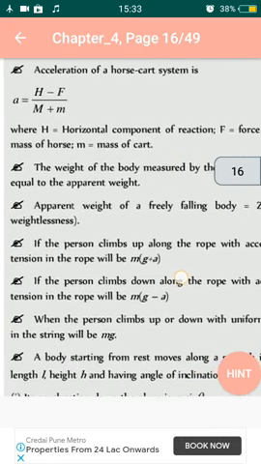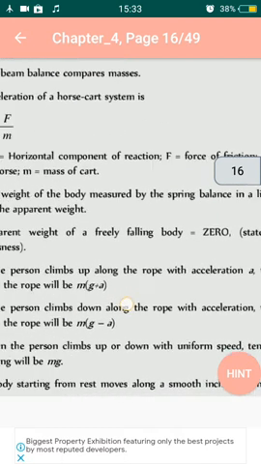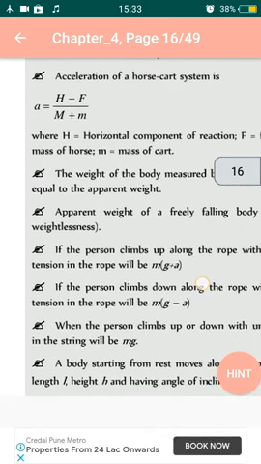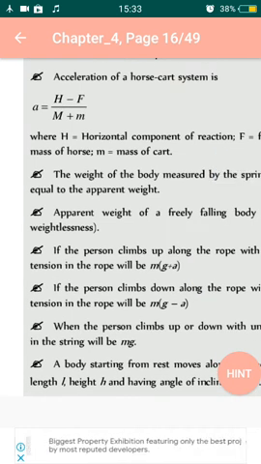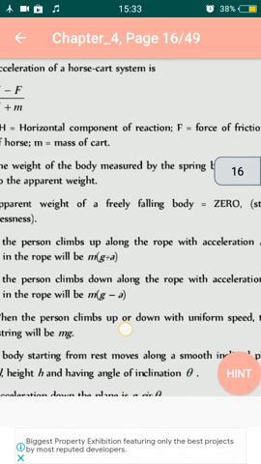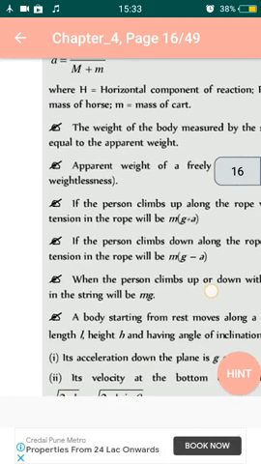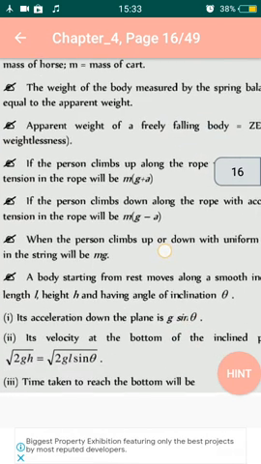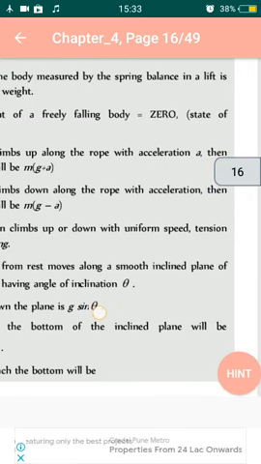The next point, if a person climbs up along a rope with acceleration a, then the tension in the rope will be m(g plus a). If the person climbs down along the rope with acceleration a, then the tension in the rope will be m(g minus a). When the person climbs up or down with uniform speed, the tension in the string will be mg.